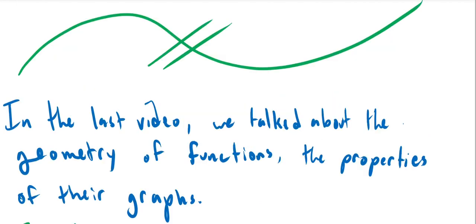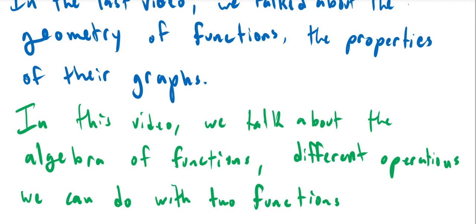So in the last video, in fact videos, we talked about the geometry of functions. We talked about properties of their graphs, things like increasing or decreasing values, maxes and mins, etc. In this video, we're going to get back into algebra. We're going to talk about the algebra of functions, different operations that we can do with two functions.